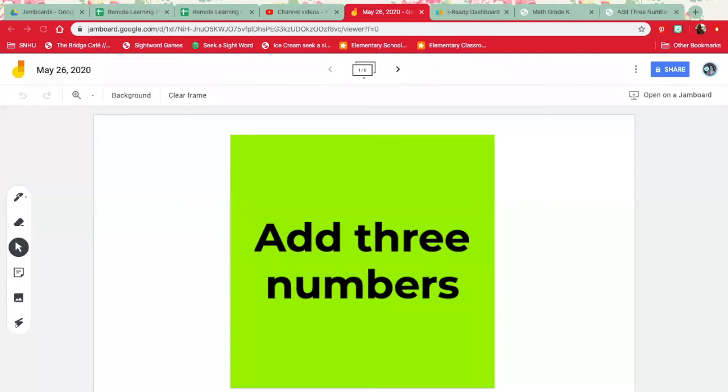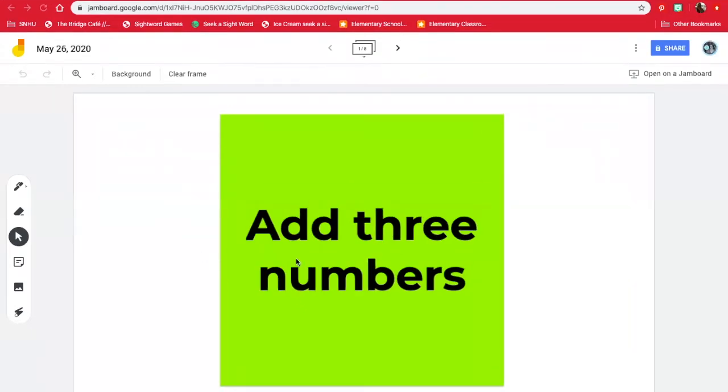Because it's a new week, that means we're starting a new math lesson. And this week, it might sound a little scary, but once we get into it, I know you're going to do great. So let's go. So here we have add three numbers. This week we're going to focus on learning about adding three numbers all together.